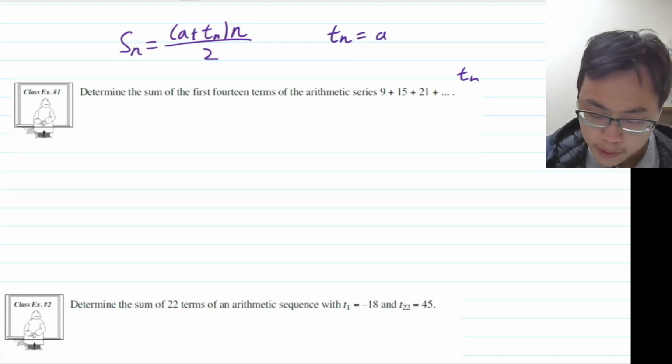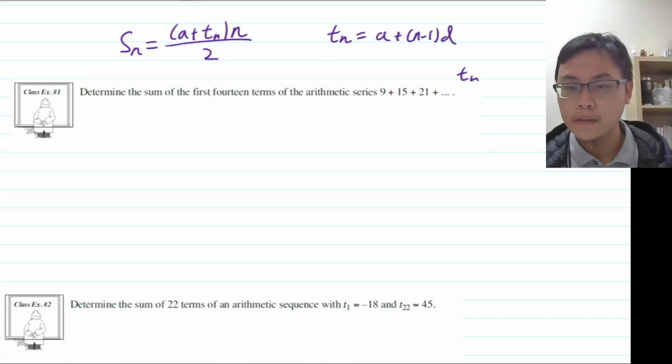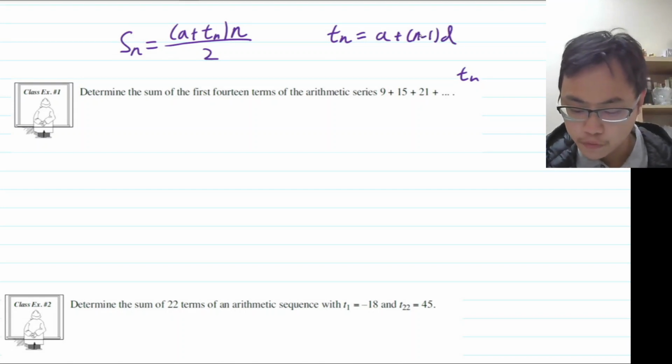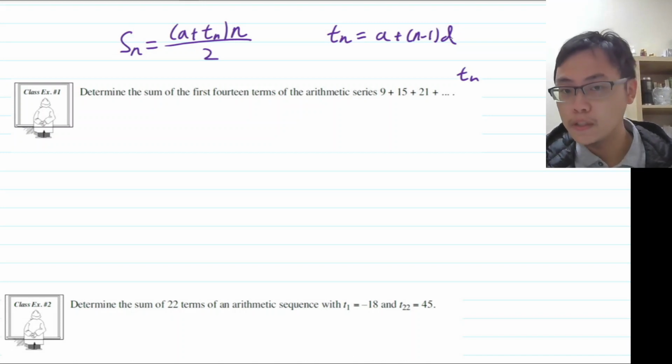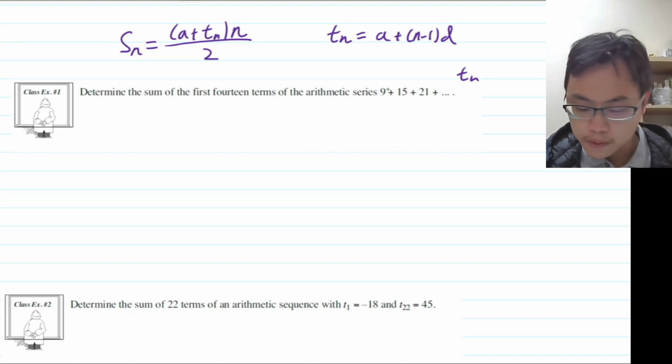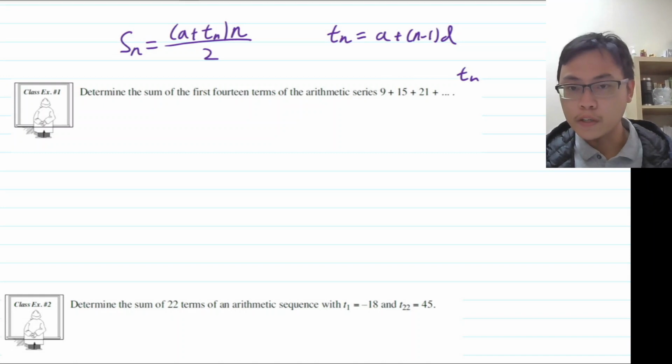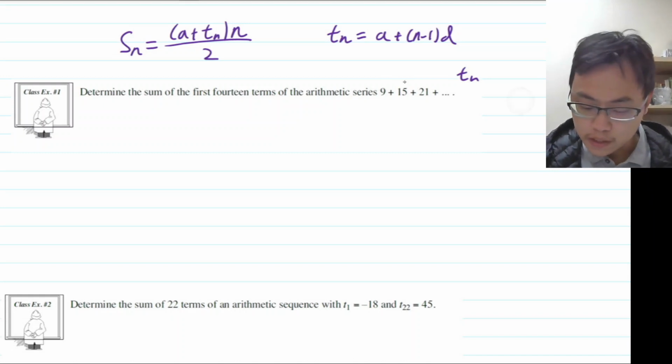Tn is a plus n minus 1 d, where a is the first term, n is the number of terms, and d is the common difference. Now, in an arithmetic sequence, it's easy for us to find the common difference. That's just each term minus its previous term. So we can determine this.